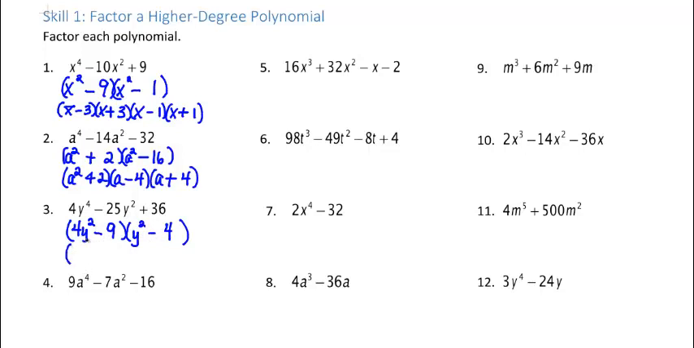Now those are each the difference of two squares, so that factors further. 4y squared minus 9 is 2y minus 3 times 2y plus 3. And y squared minus 4 is y minus 2 times y plus 2.